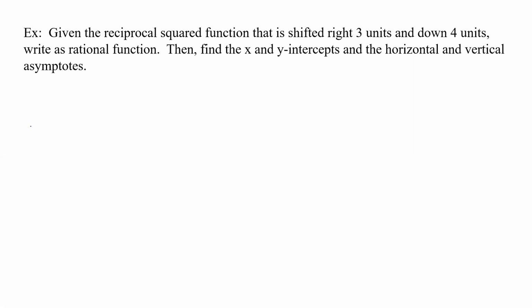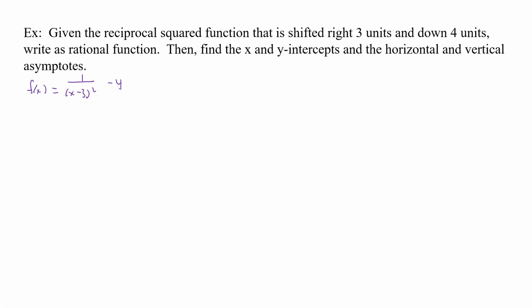All right, so let's start with our function f of x equals, now remember it's the reciprocal squared, we went right 3 down 4, so that was going to be 1 over (x minus 3) squared minus 4. All right, so to get this to work, we need to have this as one whole rational function, a numerator and a denominator, with no subtracting within two different rational expressions. So we need to get this to have a common denominator.